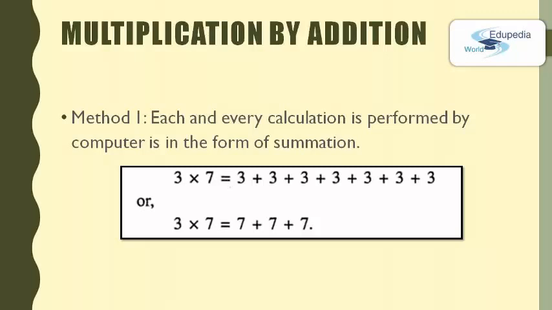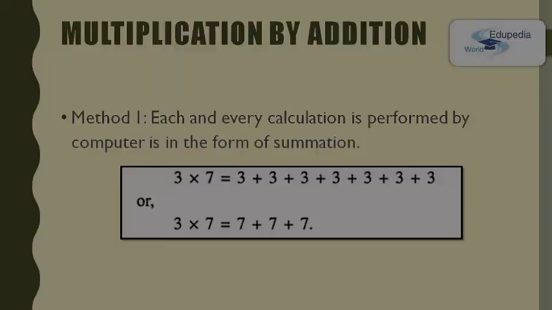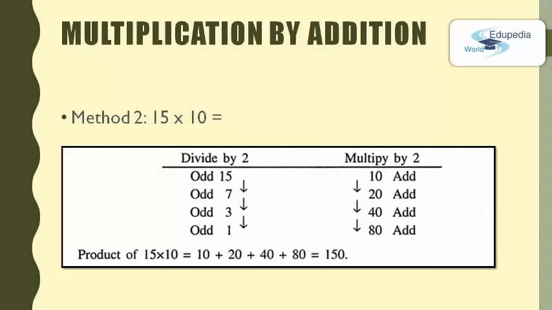Now, in the present day, some of the advanced computers use another very interesting method. Suppose we want to find the product of, say, 15 multiplied by 10. We go on dividing the first number, 15, by 2, and write down the quotient until it reduces to 1. Correspondingly, we go on multiplying the second number, 10, by 2, and write down their values. And at the end, we get the sum of all the right-hand side values whose left-hand side number is odd.